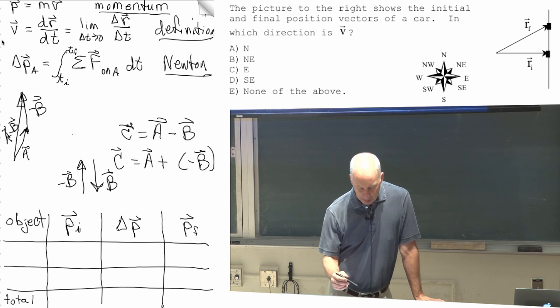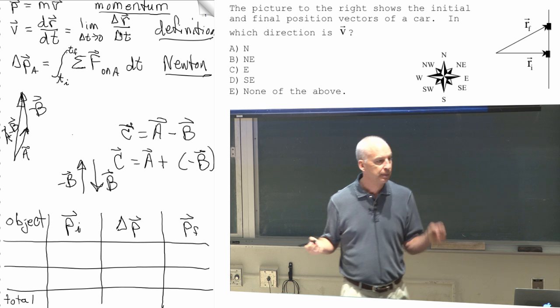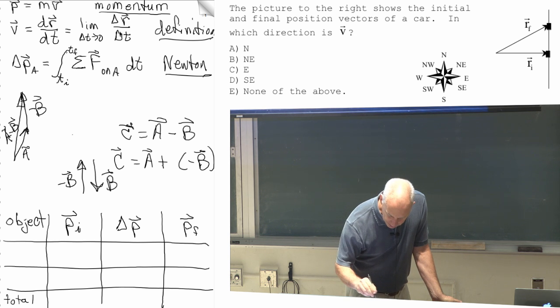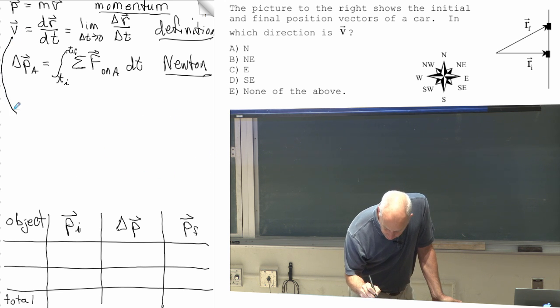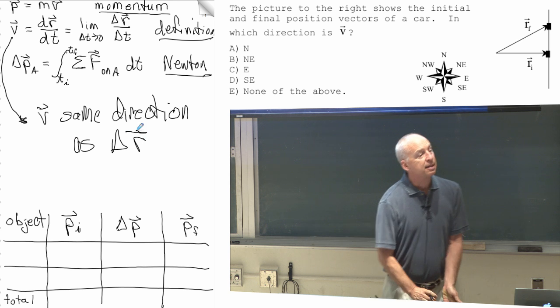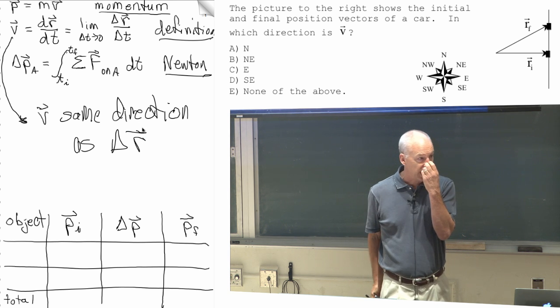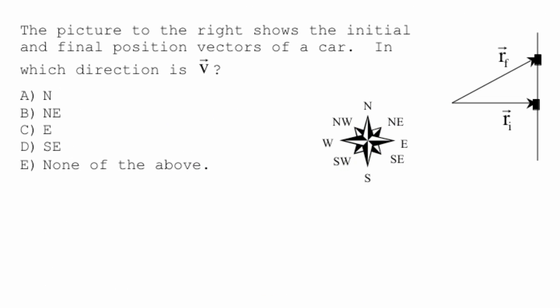The velocity vector of something is always in the direction that the position vector is changing. So that's what this tells you. V is in the same direction as delta r, the direction that the position vector is changing. So I ask you here, what direction is the velocity? And the way you can figure that out, in case you don't just know the answer, is find the change in the position vector.